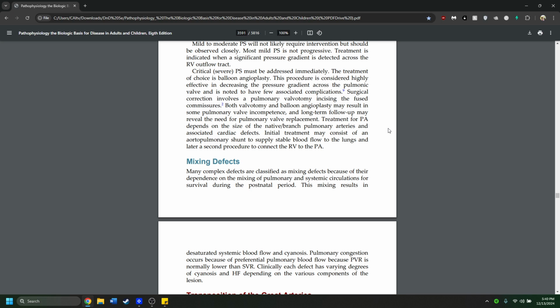The treatment for pulmonary atresia depends on the size of the native branch pulmonary arteries and associated cardiac defects. Initial treatment may consist of an aortopulmonary shunt to supply stable blood flow to the lungs, and later a second procedure to connect the right ventricle to the pulmonary artery.